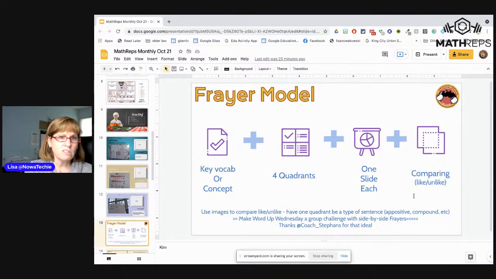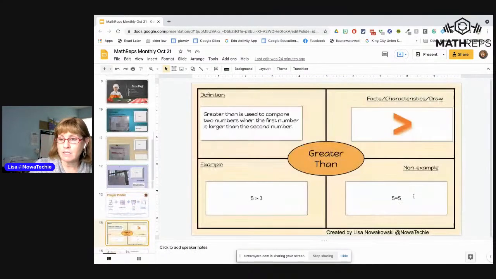You can have 4 quadrants. You can have 3 quadrants if only 3 quadrants are applicable to your standard or your grade. You can have 5 quadrants. You can kind of mix and match it. Every student gets 1 slide. You can either have everybody on 1 slide deck, or you can pass it out on paper and have them do it on paper. I've done that before as well. And you can do different things with it. So let's check this one out.